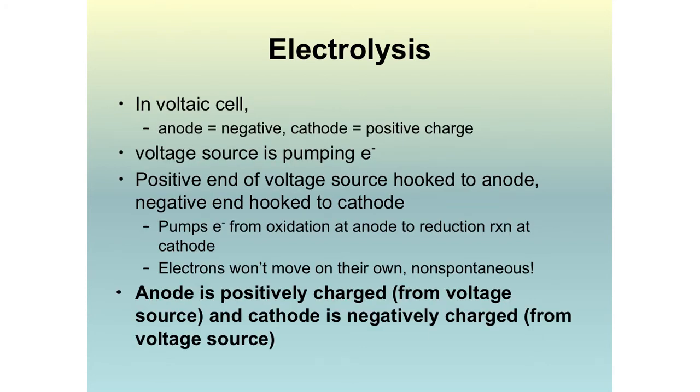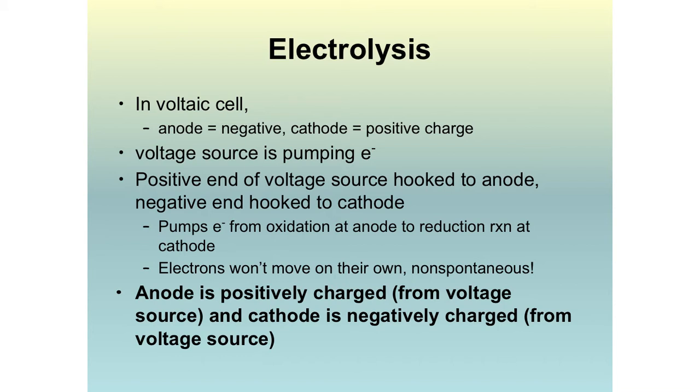As a review from Regents Chemistry, in a voltaic cell, that is our spontaneous cell, the anode is negative and the cathode is positive, and it is transferring electrons spontaneously, so therefore it is producing volts of electricity spontaneously.